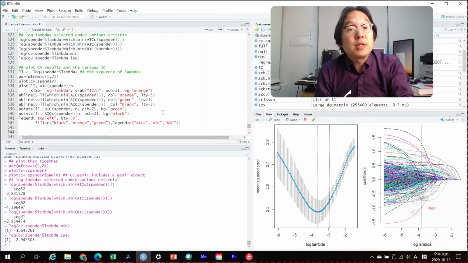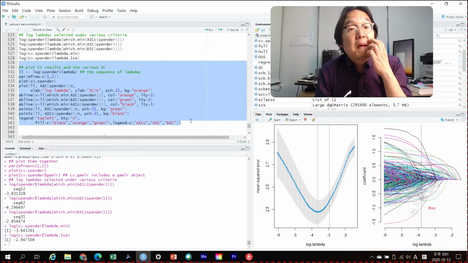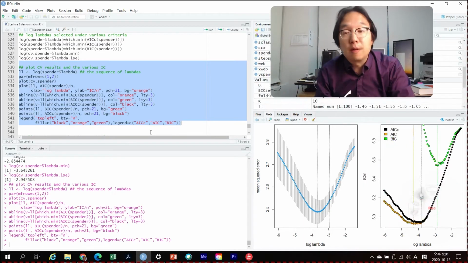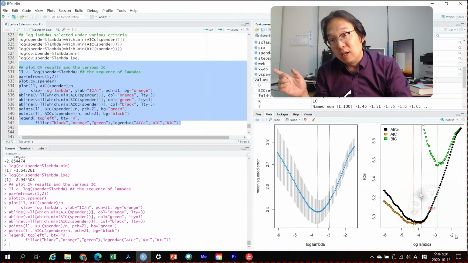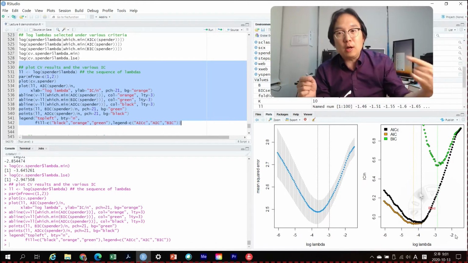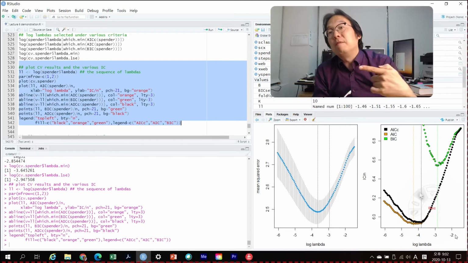And then plot cross-validation results and the various ICs, like this. What you see on your right-hand side is log lambda and then information criteria, AIC and BIC. The original AIC is in brown, and the corrected AIC is the black, and you want to go for the minimum corrected AIC. And how about BIC, the Bayesian Information Criterion? You stop over here. So remember, for log lambda you start from the right, so no variables are selected, and then increasingly more variables are selected.